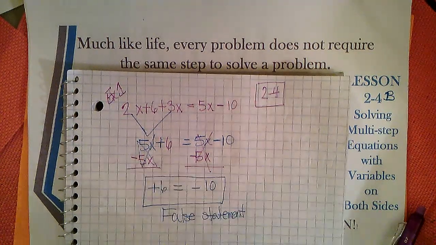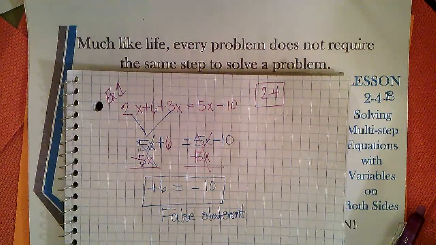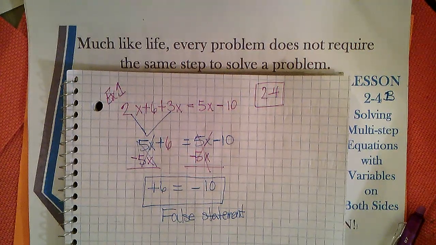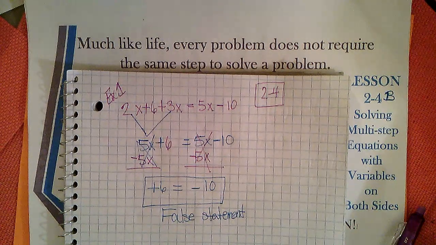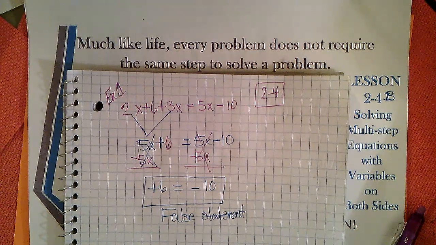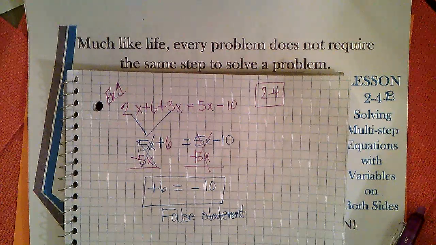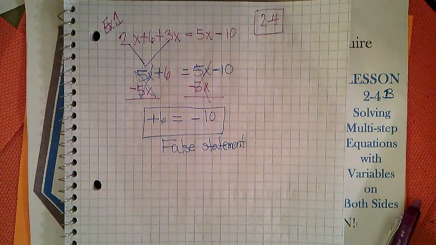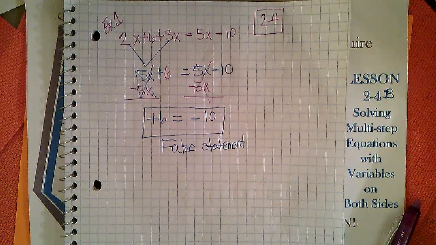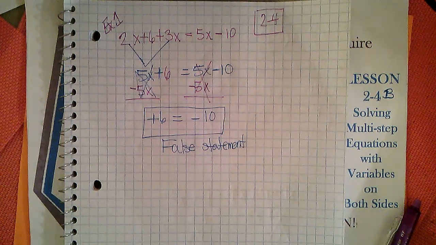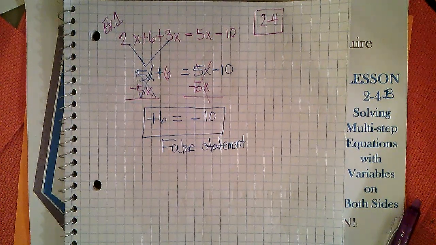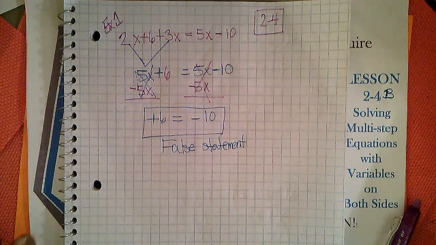And again, it's false because it did not equal the same number on both sides of your equation. Remember, algebraic equations are like a balance beam. What you do on one side, you do to the other side, and you should come up with the same answer.